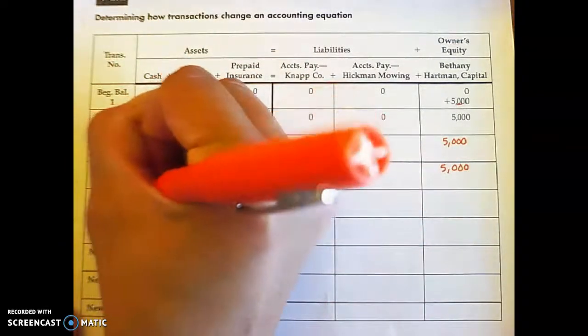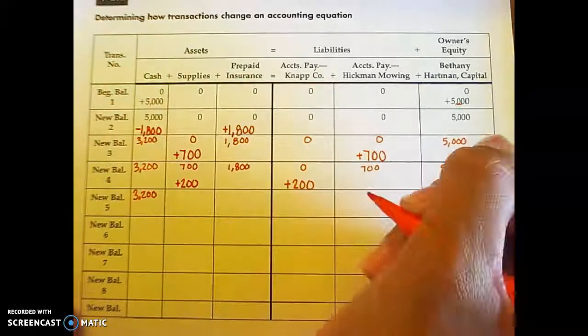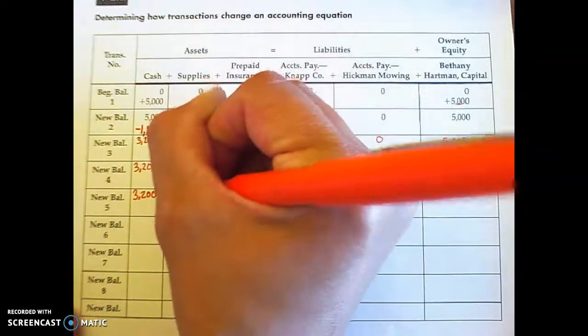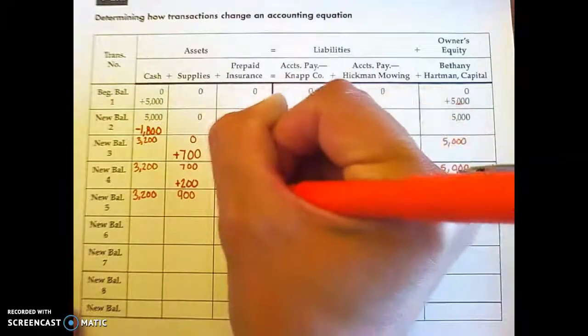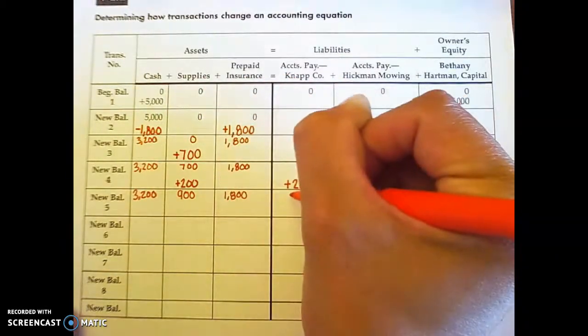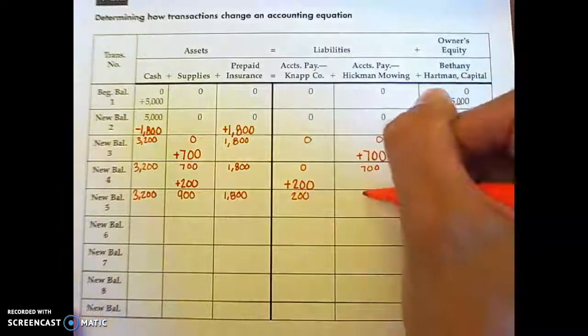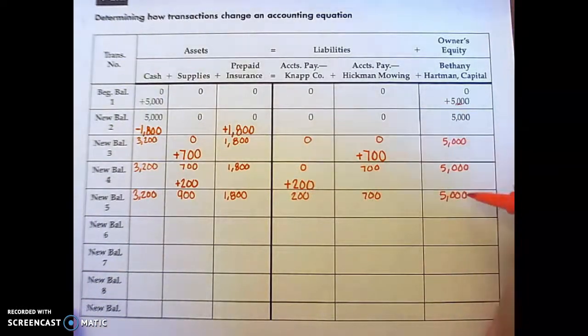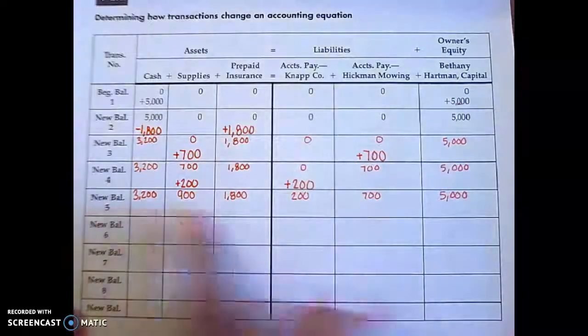Cash hasn't been used for a little bit, still the same. Supplies, we had 700 plus 200, so our new balance for supplies is 900. Carrying across as we go here. Alright, and we're just going to keep bringing our numbers down because that's our new balance right now.